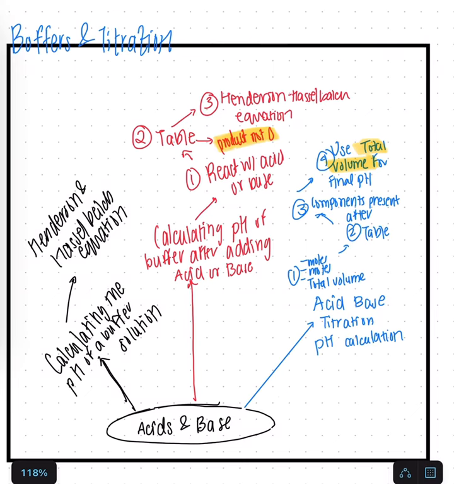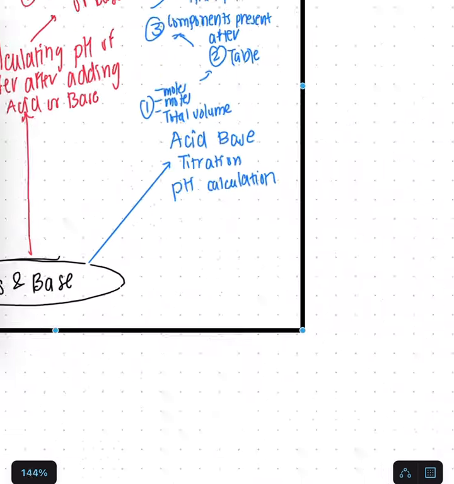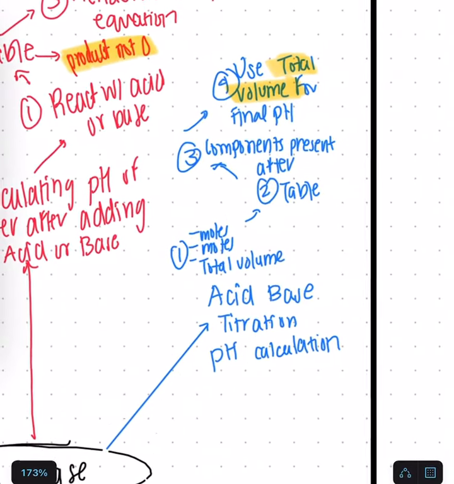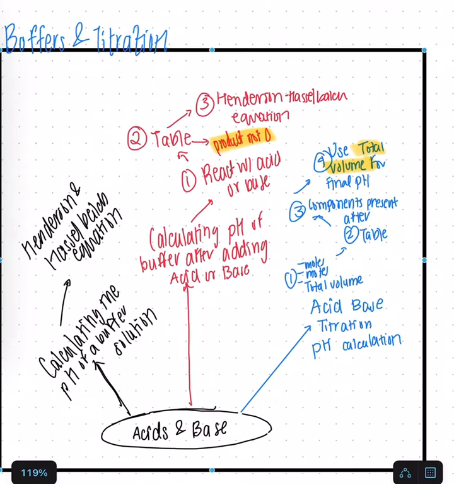Lastly, another thing we can be asked to do is to calculate the pH after the acid-base titration. The first thing we would have to do is find the moles of the acid, then the moles of the base, and then the total volume. We would often be told the molarity and the volume, and then from there we have to calculate moles.